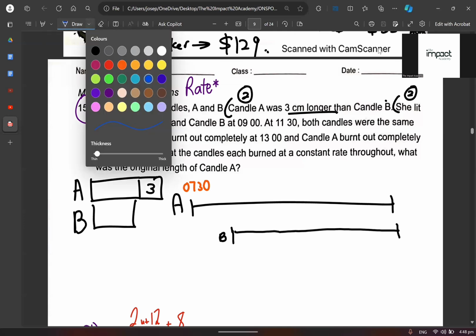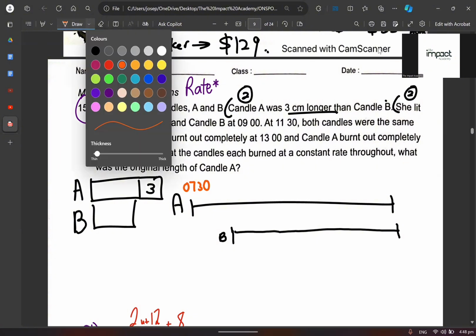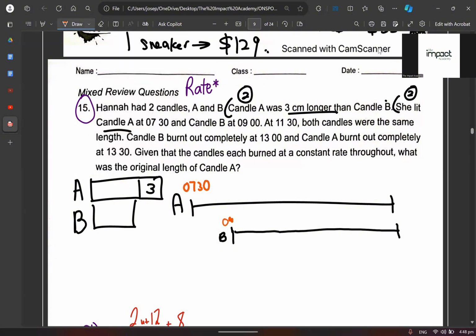So what I want to do really is to write down that this is 0930. Okay, because, oh, sorry, 0900. Because what time did Hannah start burning? 9 a.m. Make sense? Yes. Well, then they started burning, so burn.